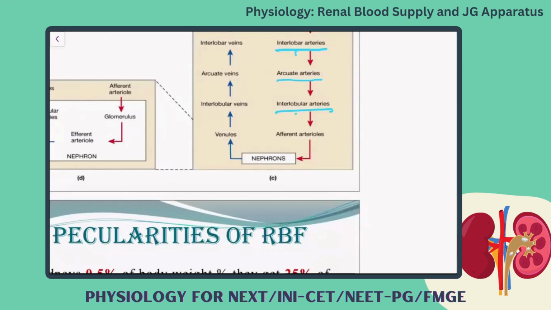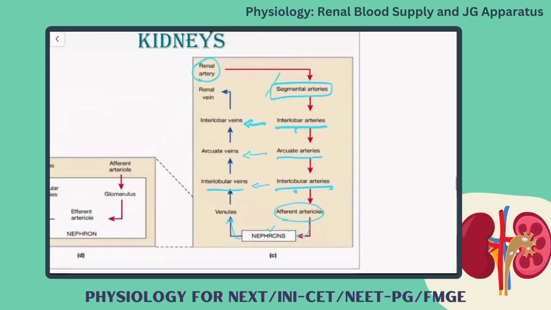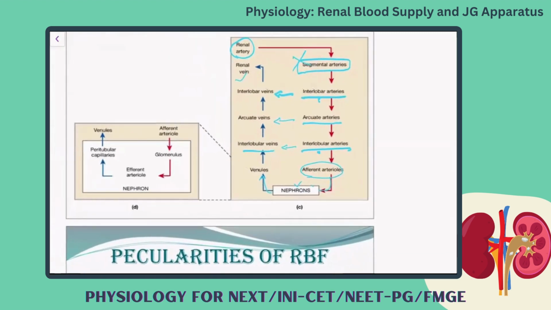That is the place where we always make the mistake. And then the interlobular artery is now giving the afferent arteriole entering into the nephron, that is the glomerulus. Then the efferent arteriole comes out, and then it constitutes the corresponding veins: interlobular veins, arcuate veins, interlobar veins. Except for the segmental artery, you will have all the corresponding veins. This is how easily you can remember. Okay, clear? So this is how the blood supply to the kidney is taking place.